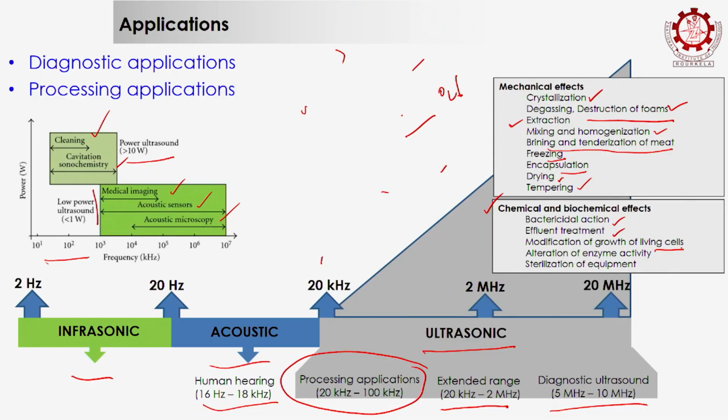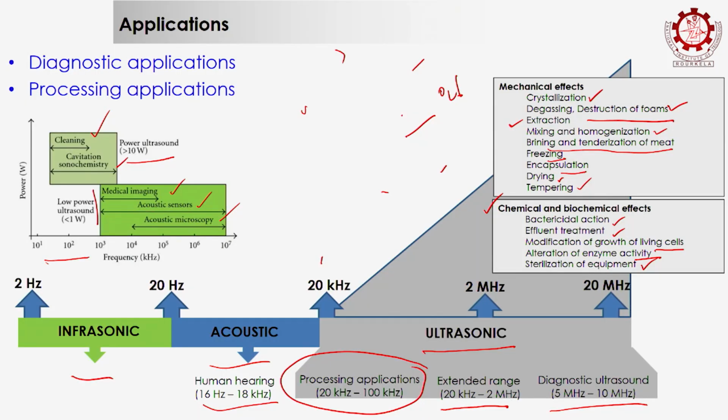The other one is a chemical or biochemical effect. Bactericidal action because of the production of free radicals, effluent treatment, that is again reduction of BOD and COD, modification of living cells. Previously I said you can use ultrasonic to activate microorganisms as well as inactivate microorganisms depending upon the condition we use. Very similar to temperature. If you use 70 plus degrees, you will kill microorganisms. Whereas, if you use 30, 35, 40 degrees, you increase the microbial growth. Similar principle applies here also.